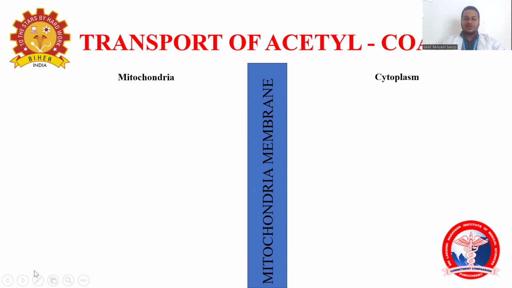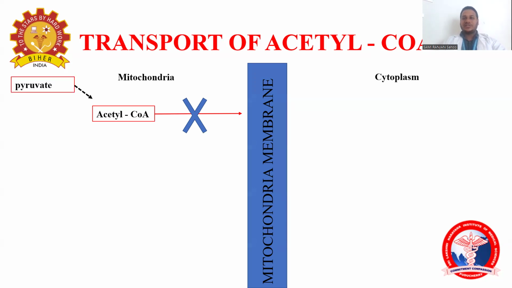The left hand side is mitochondria and the right hand side is cytoplasm. In the mitochondria, this is acetyl-CoA, which cannot cross the mitochondrial membrane. Where do we get acetyl-CoA? We get acetyl-CoA from pyruvate, which comes from glycolysis, from carbohydrate.